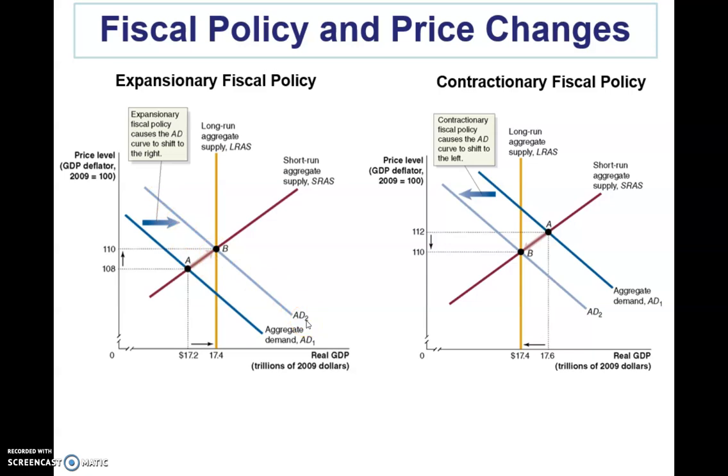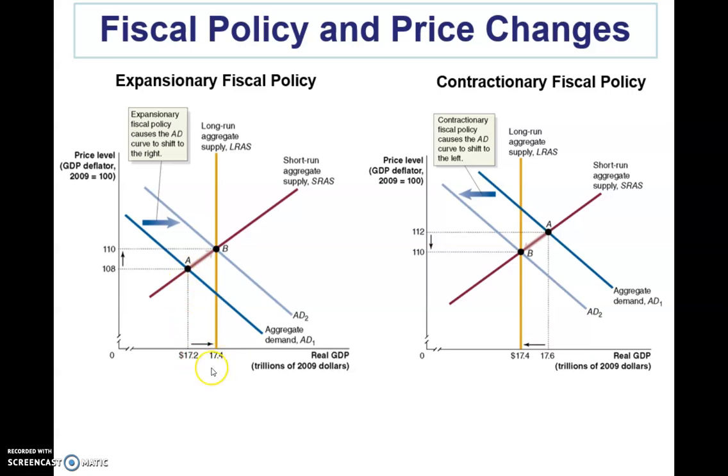What's important though is to put our supply curves in this model. For example, let's say we start at point A. At point A, we have aggregate demand intersecting short-run aggregate supply at 17.2 trillion in real GDP and a price level of 108. Now, if we assume that potential GDP, that is where the long-run supply curve lines up, is 17.4, then this short-run equilibrium here would be a level of output below potential. Well, that is a recession.